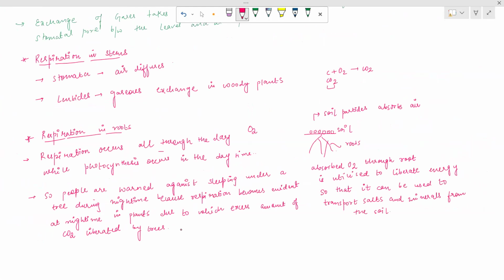So with this, we have ended the respiration in plants also. We have completed respiration in humans. In plants, we have completed today. Now let's talk about the respiration in different animals.